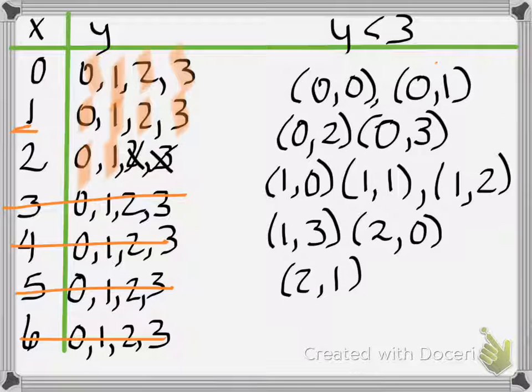And so we should have 10 solutions in this case. These are our whole number solutions. As you can see, this is a very tedious way of doing it. It's possible to find your whole number solutions by using tables. What if I asked you to find your rational solutions? Would tables be the best method? No. Graphing is going to be the best method.